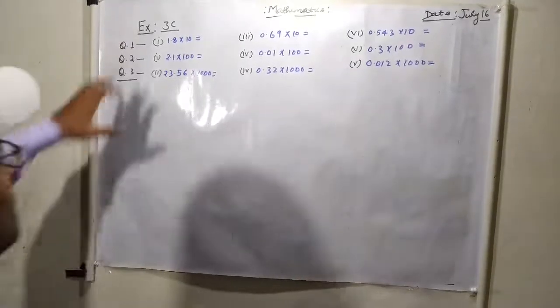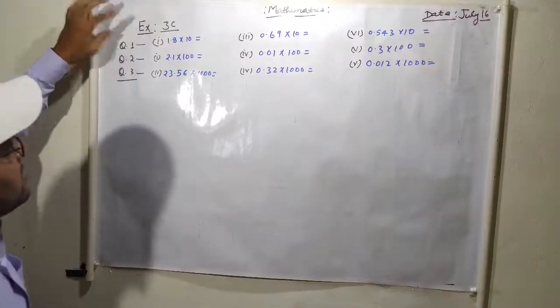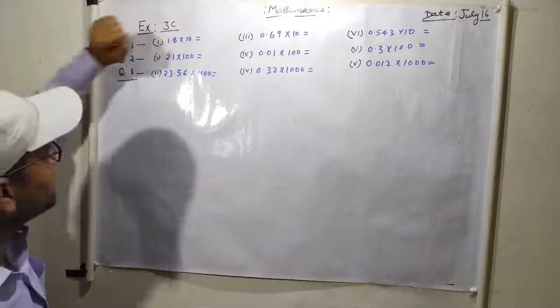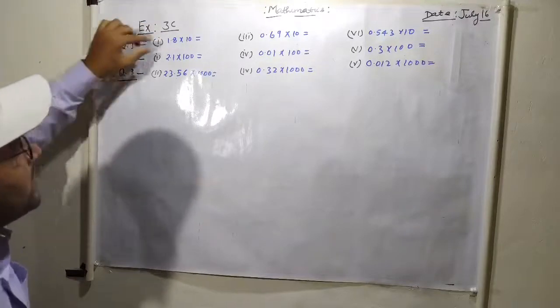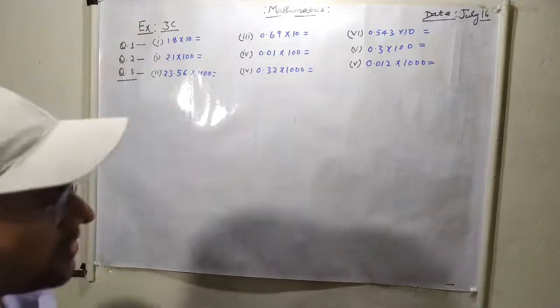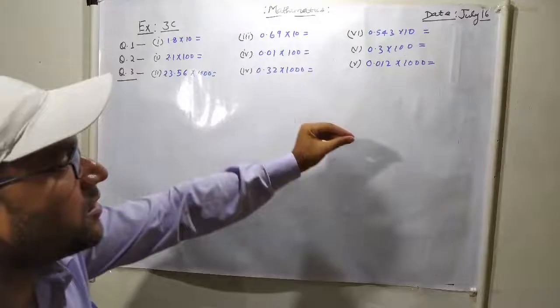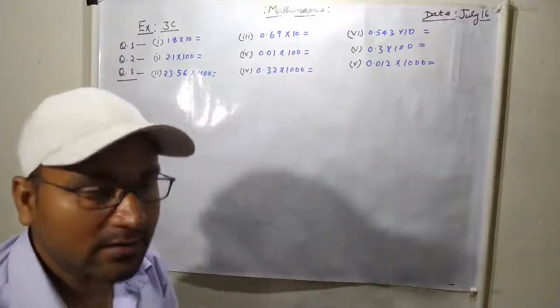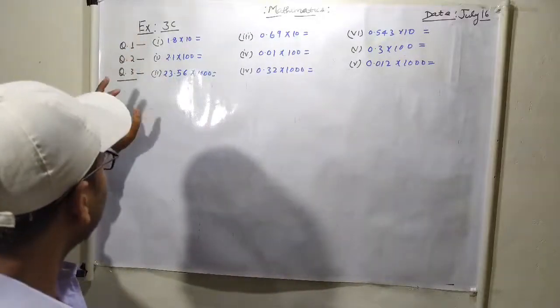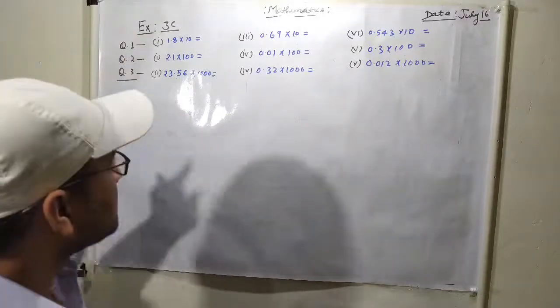Hello students, this is your exercise 3C. The first question is multiply by 10, the second question is multiply by 100, and the third question is multiply by 1000. According to the rule, only these questions you will solve in your classwork copy, and the remaining questions from question number 1, 2 and 3 you will do in your HW copy. So it is very easy, students.